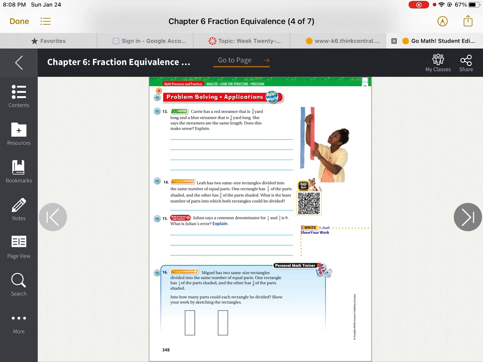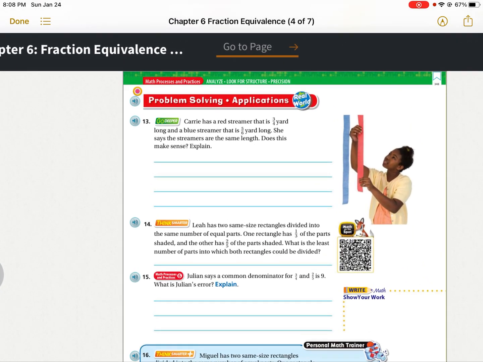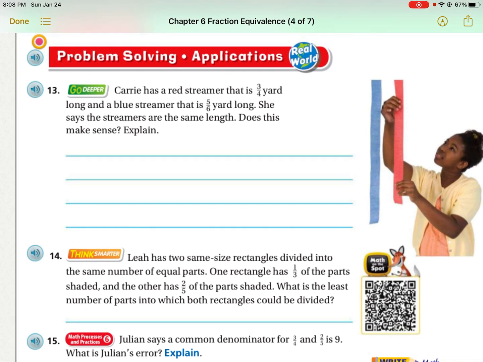Let's see, so we're on page 348. Let's do number 13. Carrie has a red streamer that is 3/4 yard long and a blue streamer that is 5/6 yard long. She says the streamers are the same length. Does this make sense? Now, if I look at the picture over here, right away that doesn't make sense. What if that picture is off? So let's do it mathematically. Let's count by 6s. Let's look at our denominators. Count by 6.